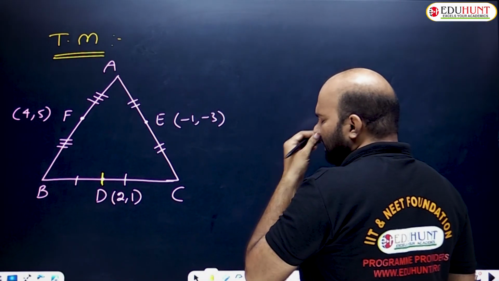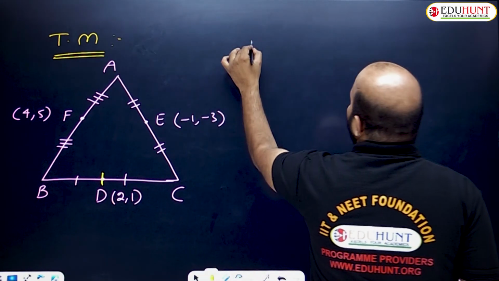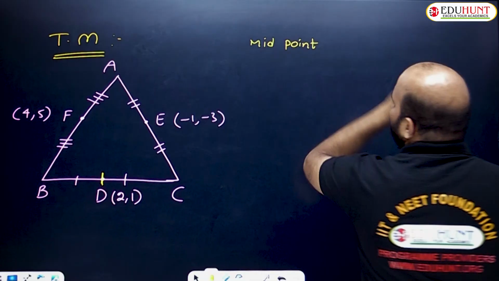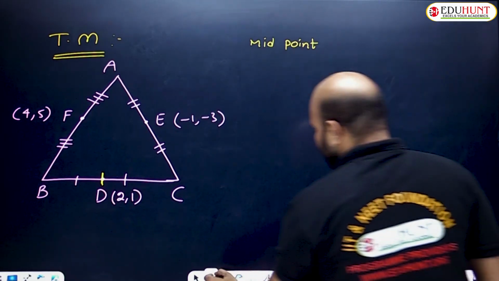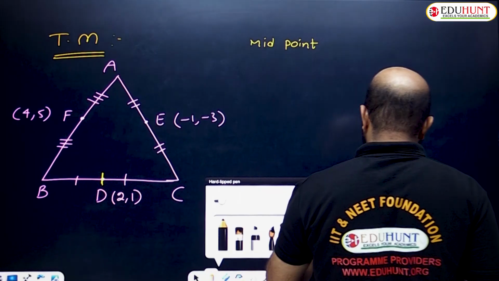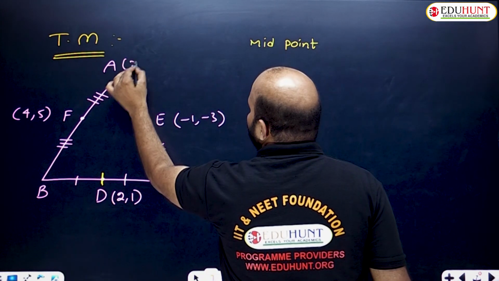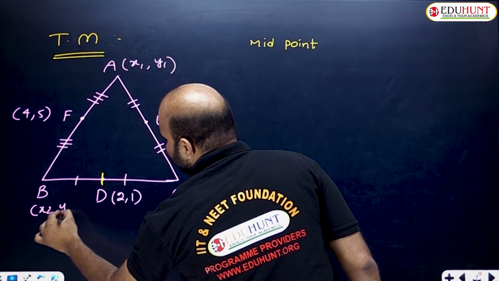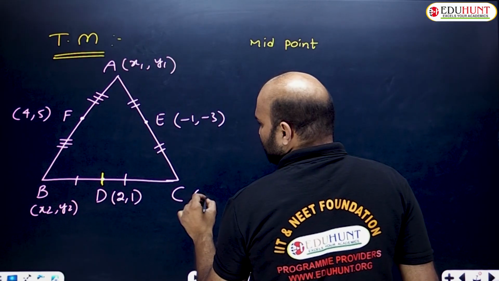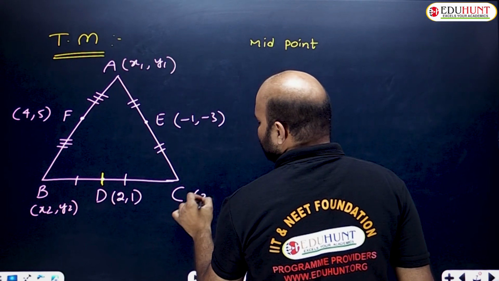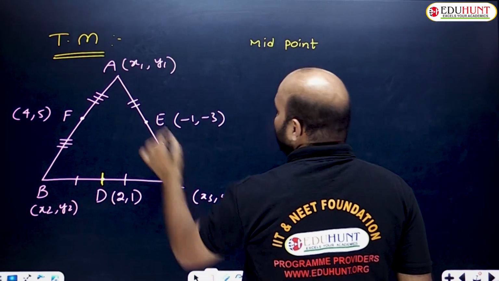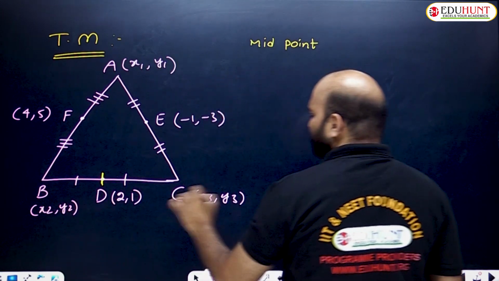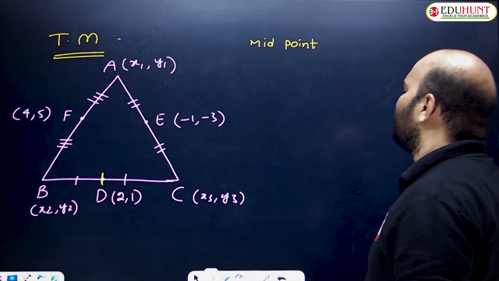By using the midpoint formula, so what is a midpoint? Midpoint equals to... You don't know the vertices of A, B, C, so let me take them first. Vertex A is x1, y1, vertex B is x2, y2, vertex C is x3, y3. These are nothing but coordinates. So the coordinates of A are x1, y1, of B x2, y2, and of C x3, y3.